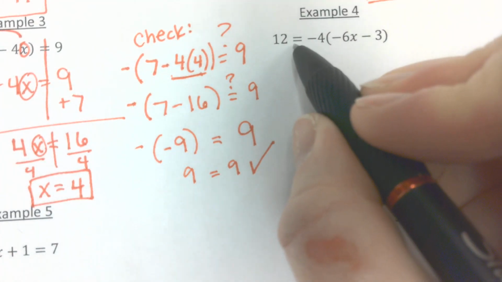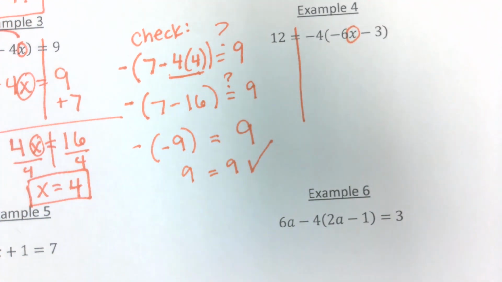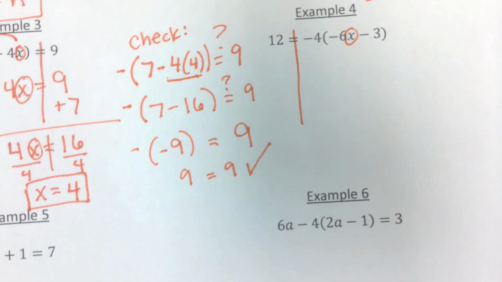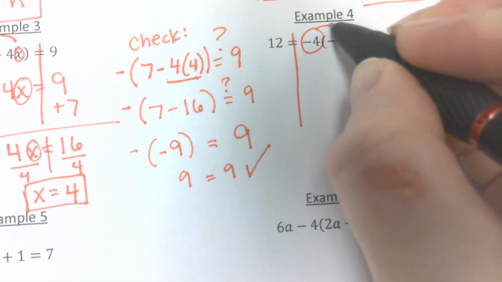All right, the next one. Draw your line down your equal sign. Look where your x is. We have parentheses, so what do we got to do first? Yep, distribute it.